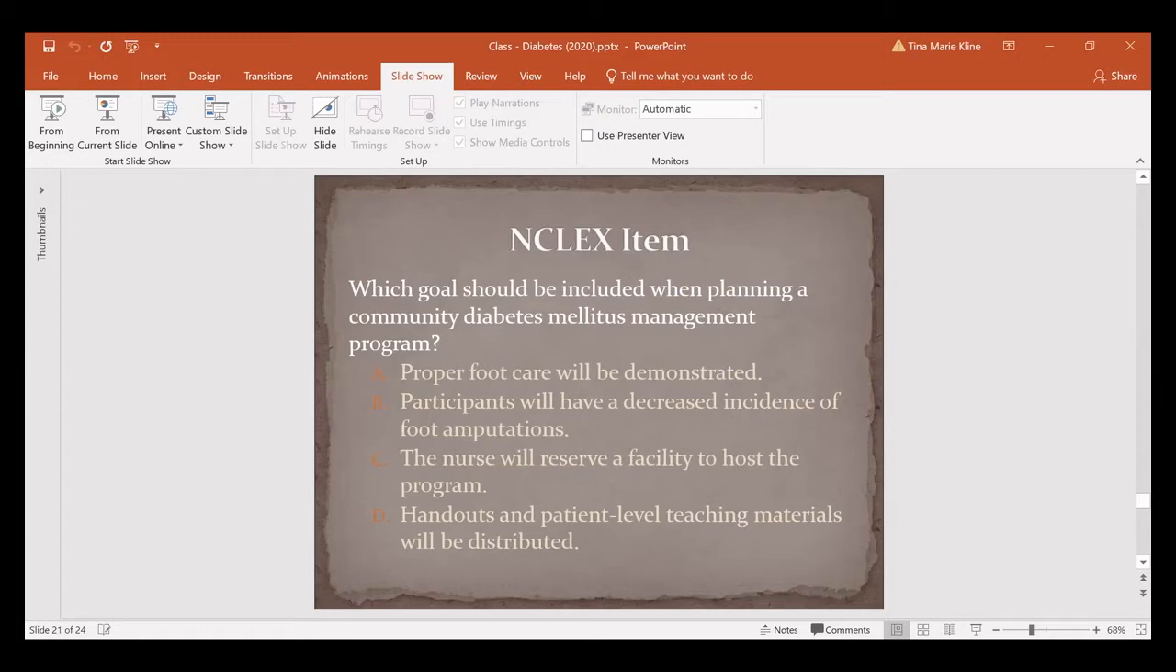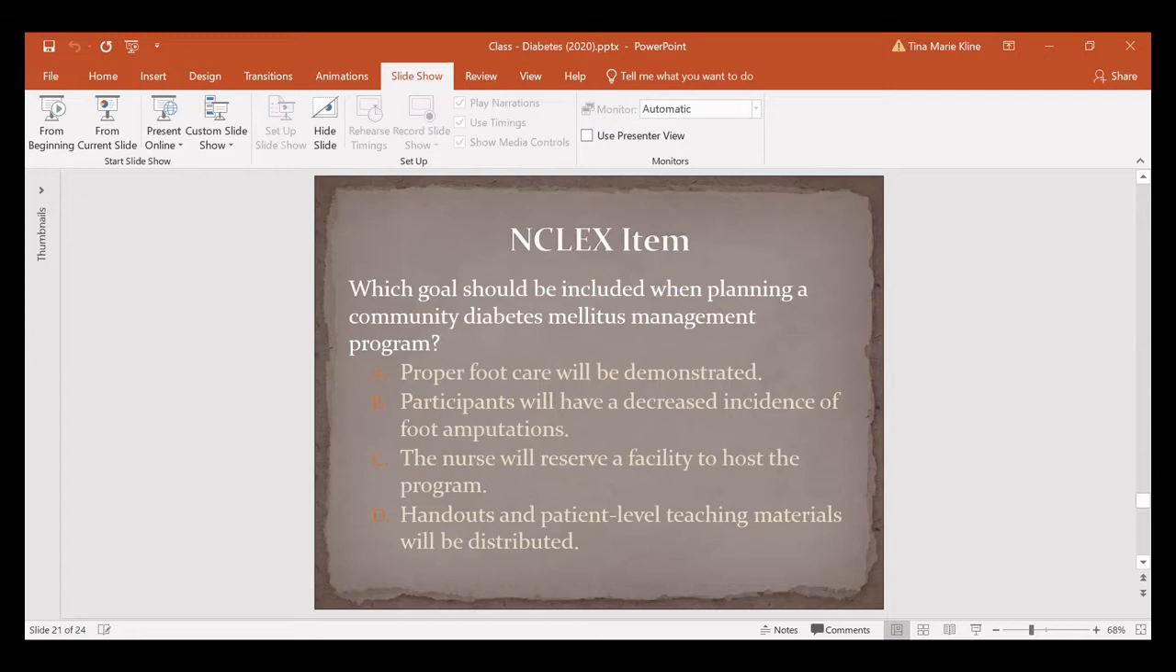Participants will have a decreased incidence of foot amputations. Okay, that sounds pretty good to me, but let's keep reading. The nurse will reserve a facility to host the program. Well, that's more of an intervention, something I would need to do this program. Handouts and patient level teaching materials will be distributed. Okay, again, that's an intervention.